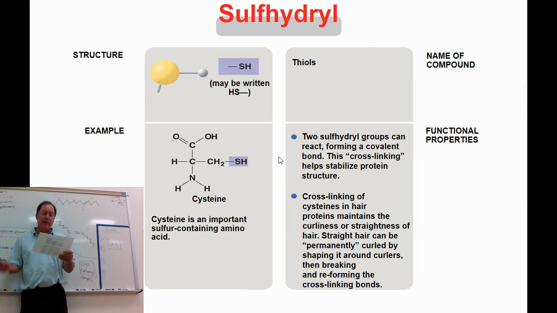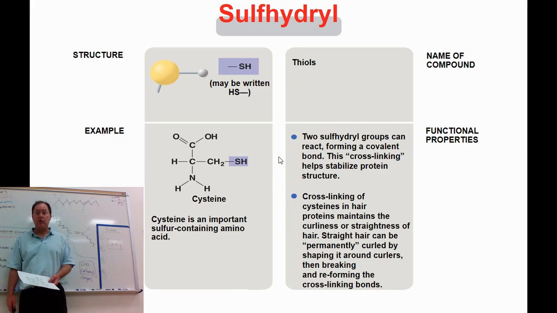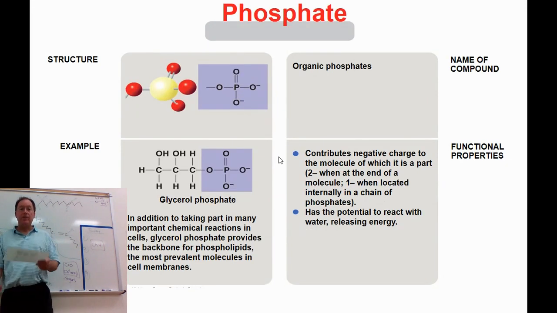I would say it's just SH. And something that's important is if you go to example where it says cysteine is an important sulfur-containing amino acid, that's important. Circle the 2 bullet points down there under functional properties. 2 sulfhydryl groups can react, forming a covalent bond. This cross-linking helps stabilize protein structure. You'll see that when we study proteins in chapter 5. And then actually you don't really need to know about the second bullet point there for sulfhydryl group. The next one, phosphate group.